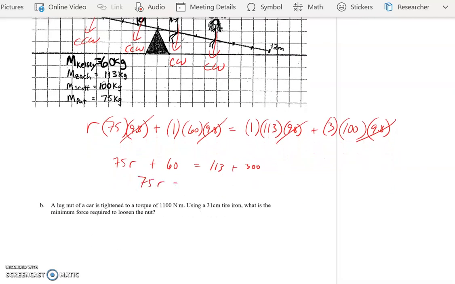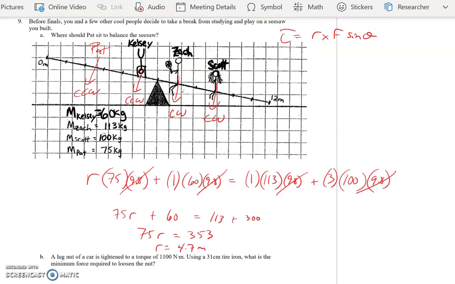So 75R equals 353 when you subtract the 60. And then 353 divided by 75 gives you 4.7. So Pat needs to sit 4.7 meters to the left of the fulcrum.